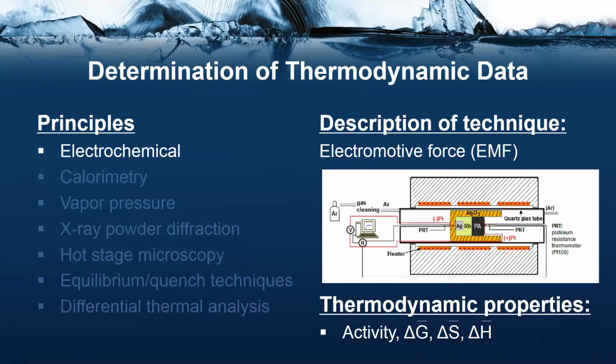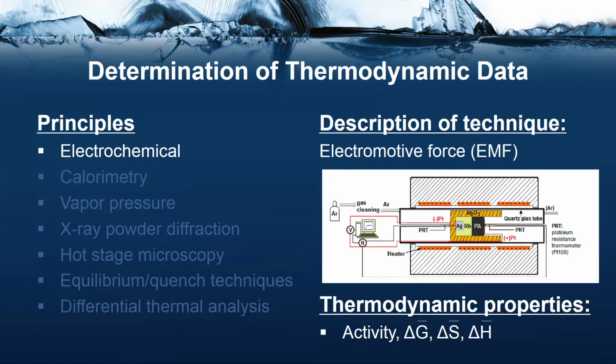In electrochemical cells, such as the one depicted in the figure, an electromotive force, or EMF, is generated which can be used to measure partial molar Gibbs free energies, that is, the chemical potential, and therefore also the activities.